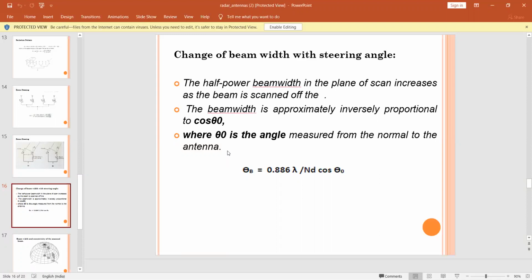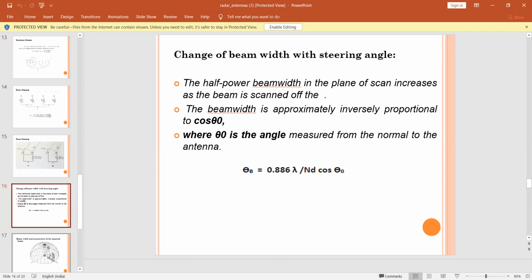The beam is scanned at an angle theta naught from the broadside. The beam width in the plane increases as the inverse of cos theta naught. However, this is not valid when theta naught is very large, and the performance can be much worse. A consequence of beam width increasing with scan angle is that the antenna gain also decreases as cos theta naught. This is a very important point.